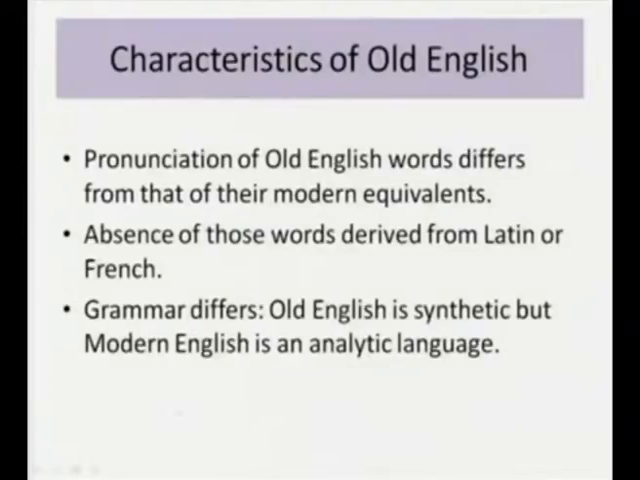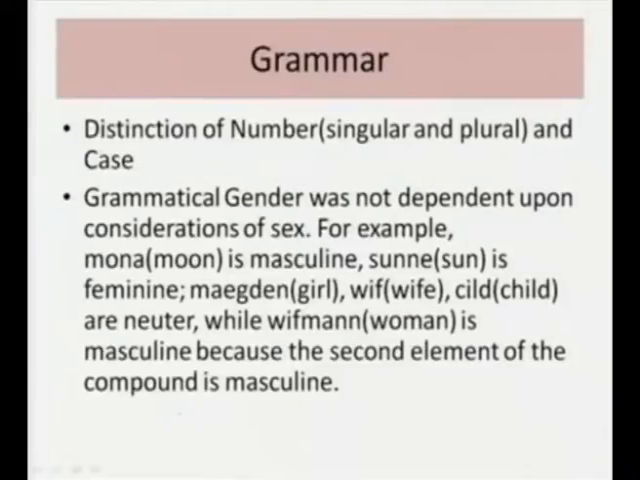Then there is also a difference in grammar. Of course, Old English is called synthetic, while modern English is an analytic language, and this is what we are going to look at in our lecture on modern English later on. For grammar also, there was a distinction of number, singular and plural, and case, and grammatical gender was not dependent upon considerations of sex. For example, mona, moon, is masculine, sun is feminine, maegden, girl, wife and child are neuter, while wifman, woman, is masculine because the second element of the compound is masculine.